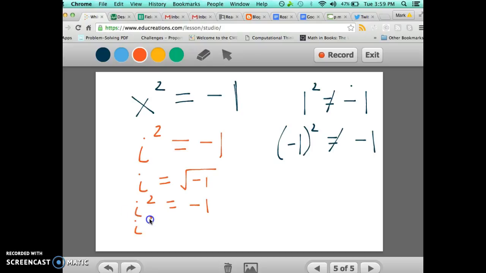i squared equals negative 1. i cubed equals these two things times each other, right? i times i squared, so i cubed equals negative the square root of negative 1. And i to the 4th equals 1.